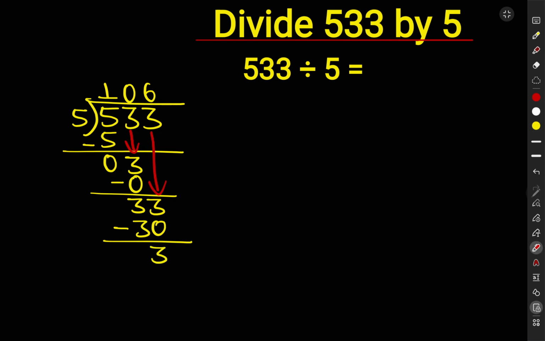So now we have no other number to put down. So we take a decimal here so that we can put 0. So it is 30, and 5 times 6 is 30. On subtracting we get 0. So 533 divided by 5 is 106 decimal 6.